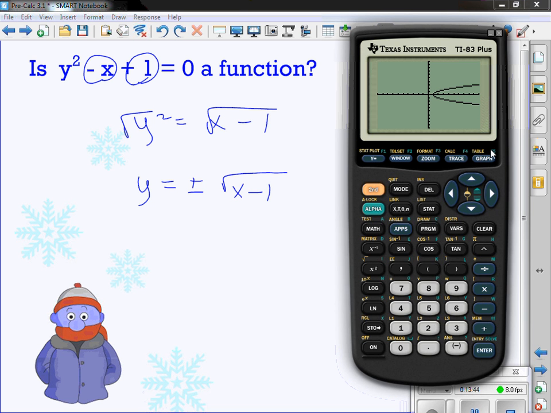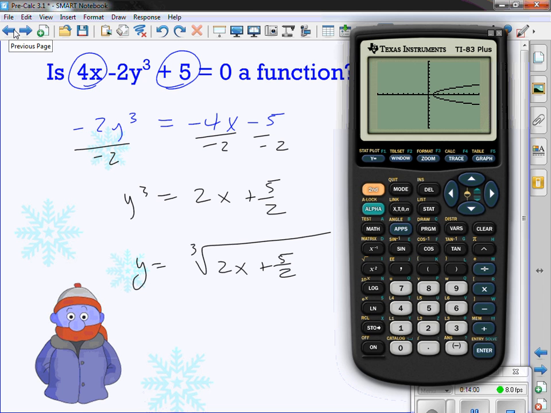So here's the shortcut. Do I need to rearrange everything? What do I need to look at? I need to look at the y. If I look at the y and it's even, not a function. If it's odd, it is going to be a function. You still need to rearrange it, but then say whether or not it's a function.